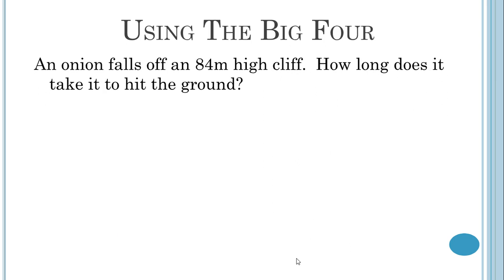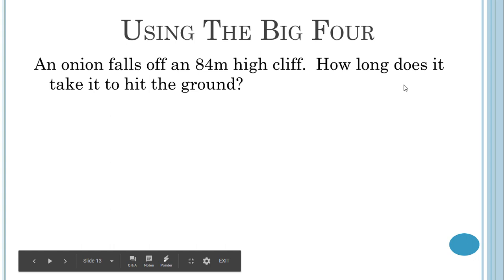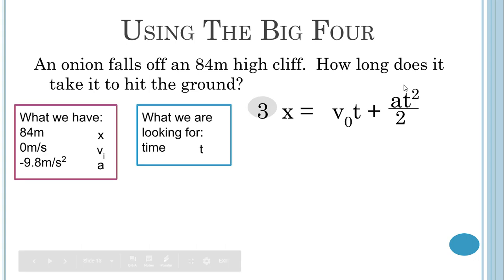Last one I wanted to go over was the weird onion one. An onion falls off an 84-meter high cliff. How long does it take to hit the ground? Remember, we had to use this one. We were looking for the time. Now, if you notice this equation, we have time in two places. So that can be some crazy math that we learned a couple years ago, but probably don't remember.